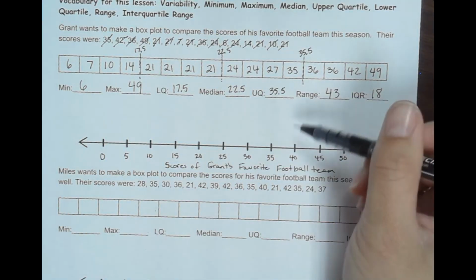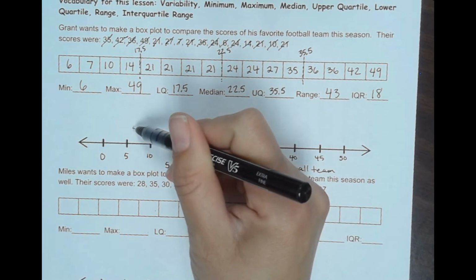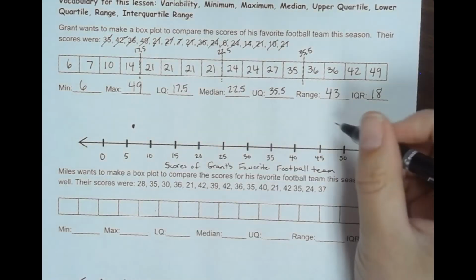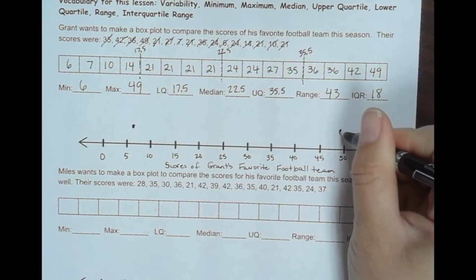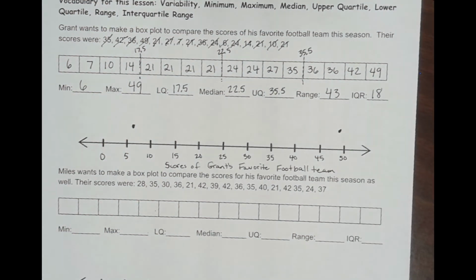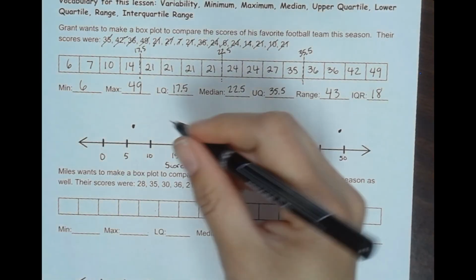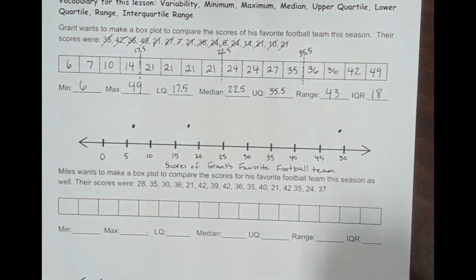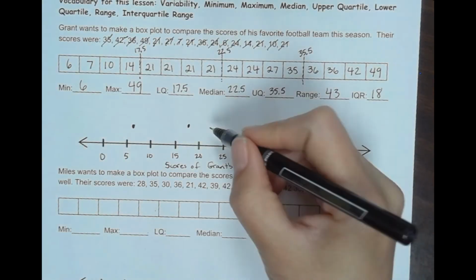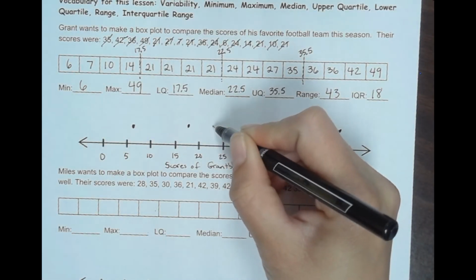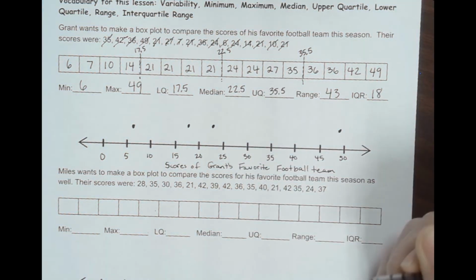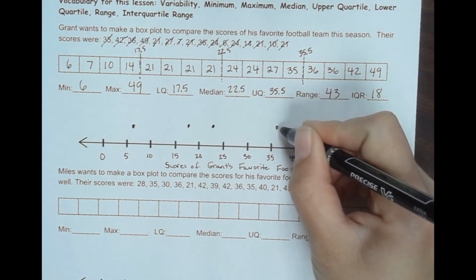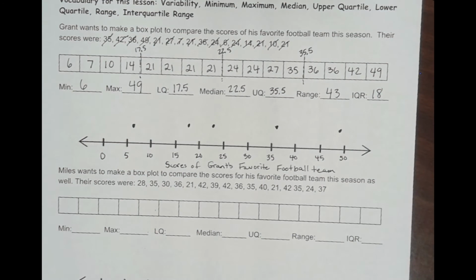So what you're going to do is find 6 on the number line, which would be just bigger than 5, and put a dot above the number line. Okay, we're going to put our maximum, which is at 49, so just below 50, put a dot. You also need to put a dot for the lower quartile at 17.5. 17.5 would be right here in the middle of 15 and 20. The median at 22.5. So 22.5 is halfway between 20 and 25 actually. And 35.5 would be just barely bigger than 35. Okay, you've got those 5 data points.